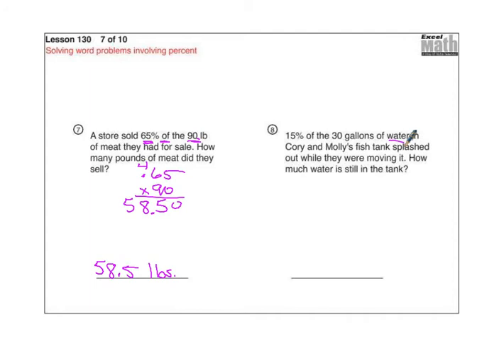15% of the 30 gallons of water in Coy and Molly's fish tank splashed out while they were moving. How much water is still in the tank? Ooh, still in the tank. What percent would still be in the tank? 75.